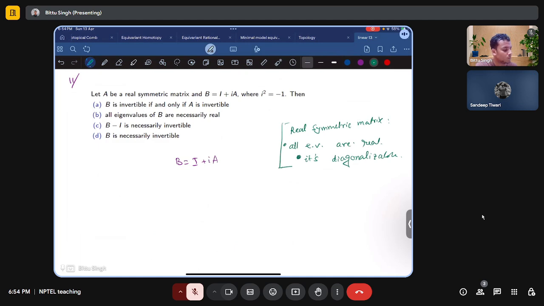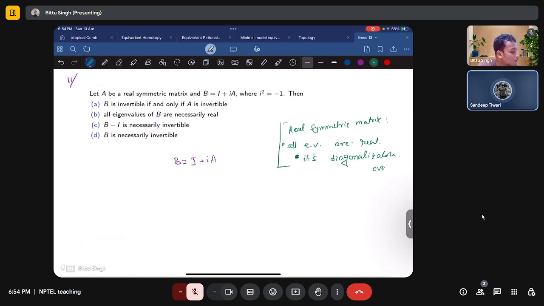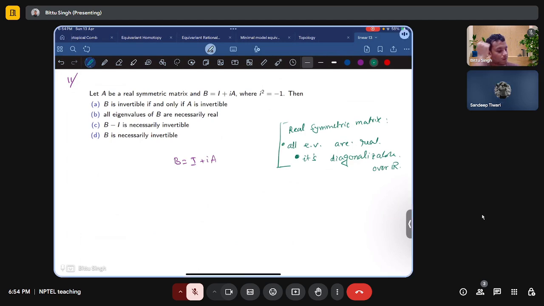This is an important property. A real symmetric matrix means all entries are real and it is symmetric, meaning A transpose is A. So first one is B. What will be the eigenvalues? Suppose lambda 1 up to lambda n are the eigenvalues of A. Then what will be the eigenvalues of iA? It will be i lambda 1 up to i lambda n.